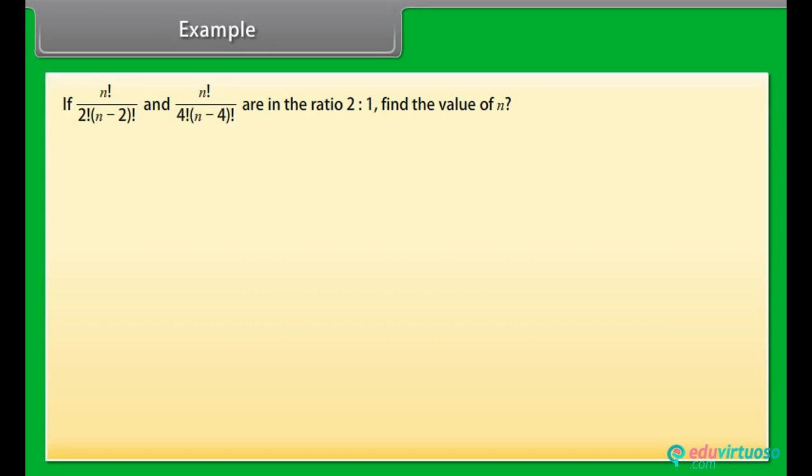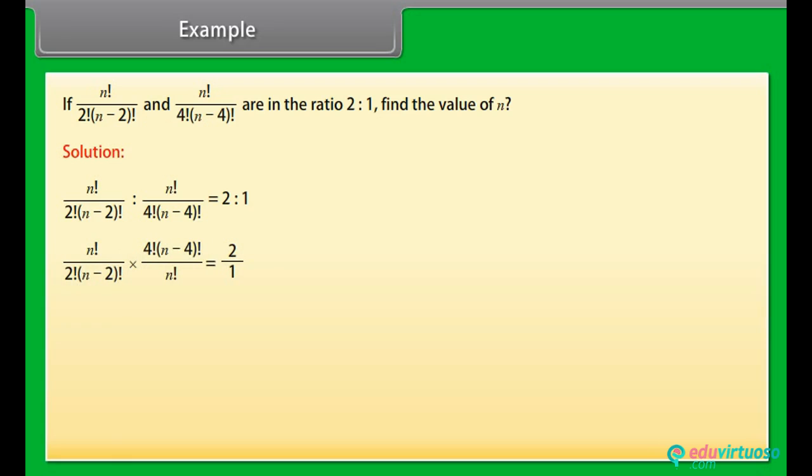Example: if n factorial by 2 factorial into n minus 2 factorial and n factorial by 4 factorial into n minus 4 factorial are in the ratio 2:1, find the value of n. Solution: n factorial by 2 factorial into n minus 2 factorial is to n factorial by 4 factorial into n minus 4 factorial is equal to 2:1. It implies n factorial by 2 factorial into n minus 2 factorial multiplied by 4 factorial into n minus 4 factorial by n factorial is equal to 2 by 1. So, 4 factorial into n minus 4 factorial by 2 factorial into n minus 2 factorial is equal to 2.